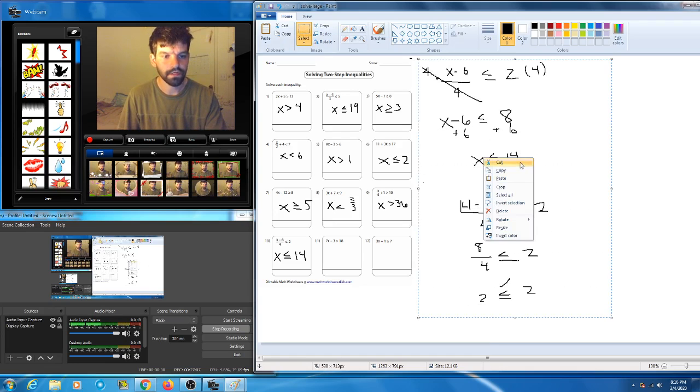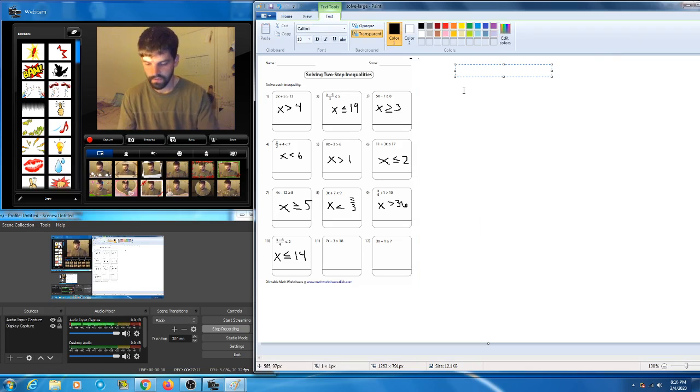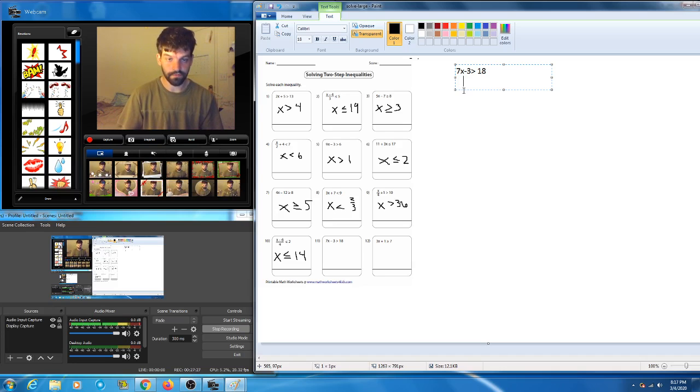Okay, let me go ahead. Alright, so let's do this next one here. We have 7x minus 3 is greater than 18. Now again, there's no fractions here, so this is no problem, just 2 steps. So we're going to start by doing the reverse order of operations. Well, your first reverse one will be addition or subtraction. We're going to add 3 to both sides.